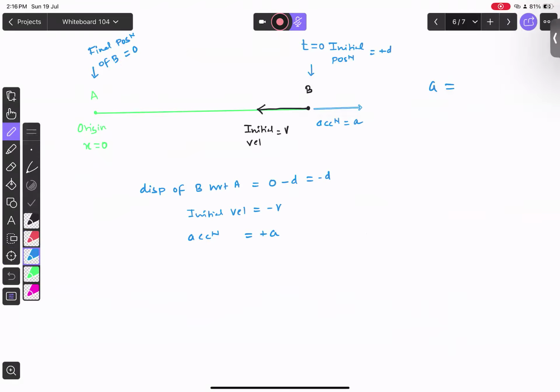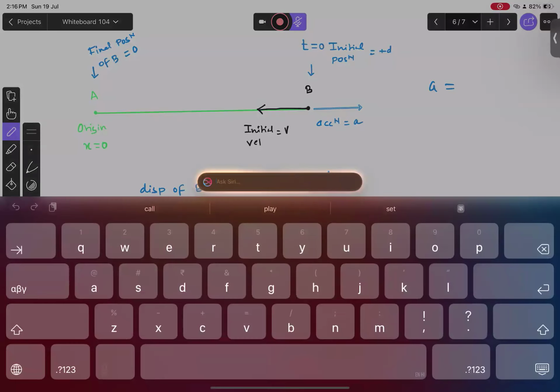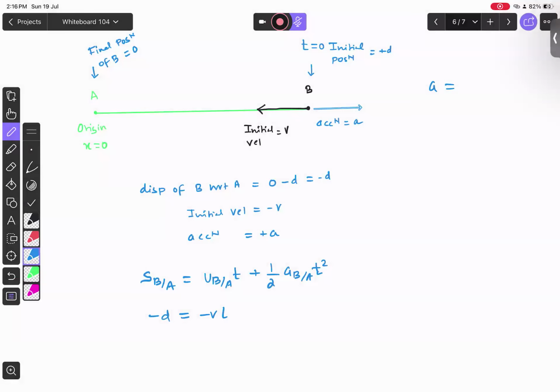So here I'm observing from the frame of A, so I write down the relative quantities from the frame of A. The displacement of B with respect to A will be the initial velocity of B with respect to A times t, plus half the acceleration of B with respect to A times t squared. Plug in these values: displacement minus d, velocity minus v, acceleration minus a. See, every class this series will appear at least once.